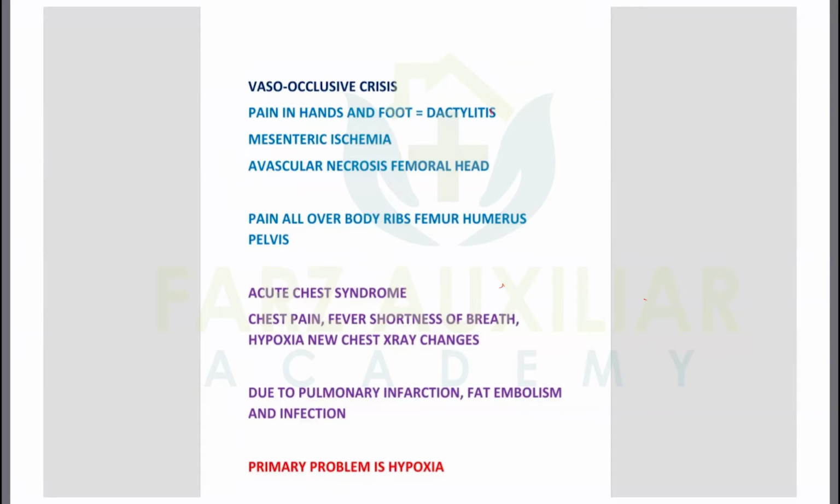So what happens in acute chest syndrome? Look, in acute chest syndrome, you can see chest pain, fever, shortness of breath. And now we need to talk about the primary problem. Sickle cell disease, acute chest syndrome: the primary problem is hypoxia. Why am I telling you this repeatedly? Because of the first line treatment of acute chest syndrome.